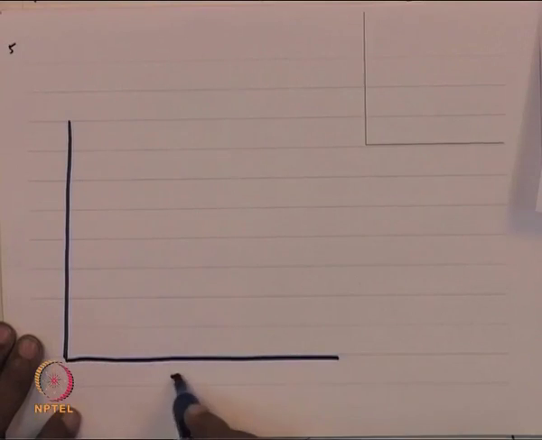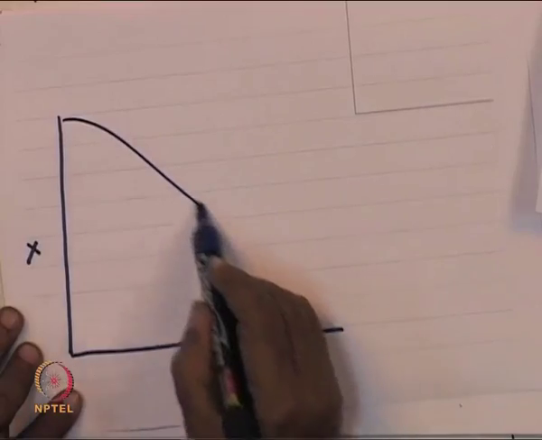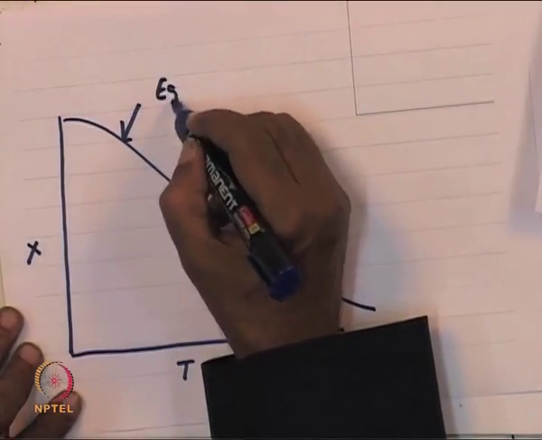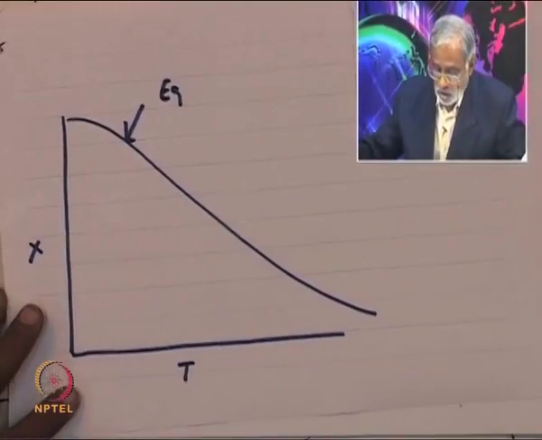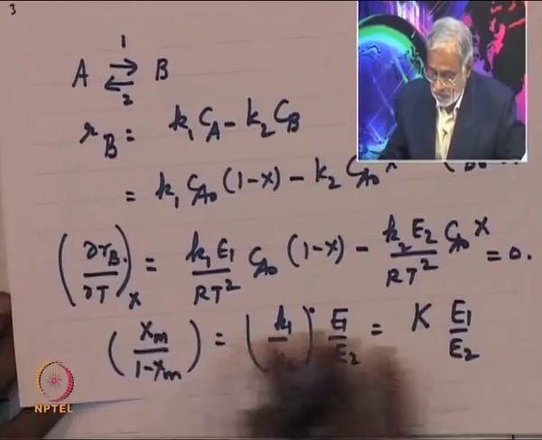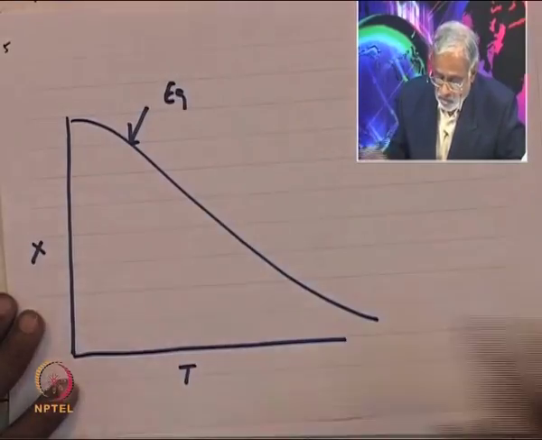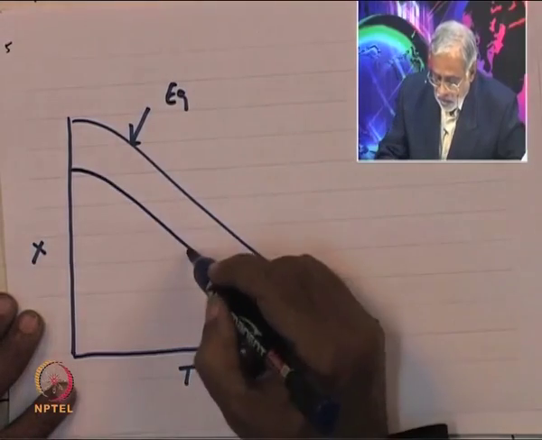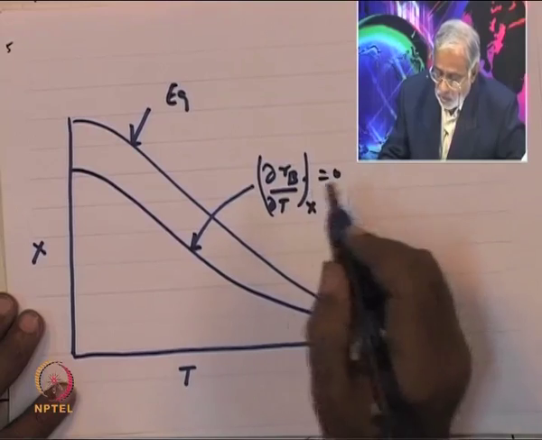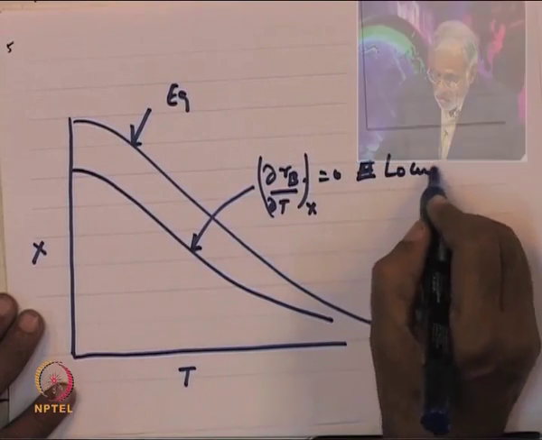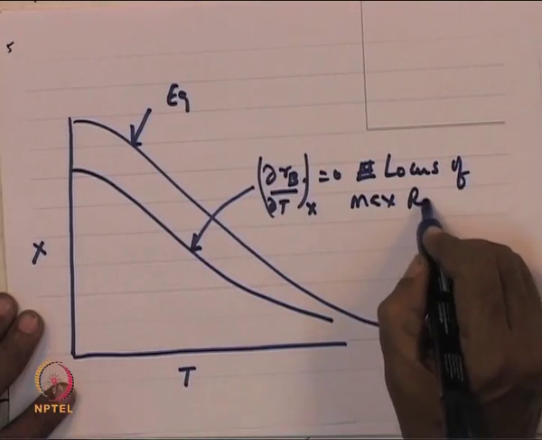We have shown that plots for an exothermic reversible reaction, if you make a plot of T versus X, this is the equilibrium curve, which means this curve is described by this equation. Now, if you make a plot of this equation, Xm by (1 minus Xm) equal to K times E1 by E2, this curve will look something like this. I call this del RB by del T at constant X equal to 0, or we can call it the locus of max rates.